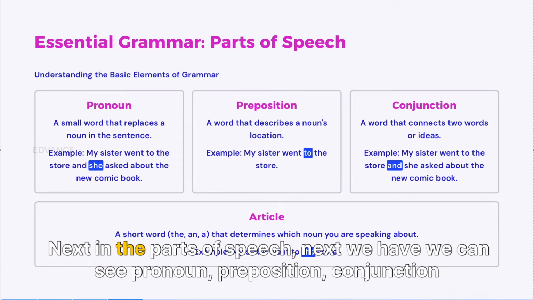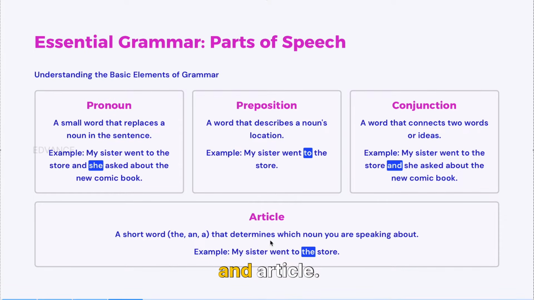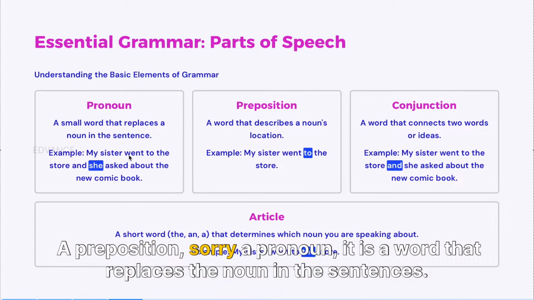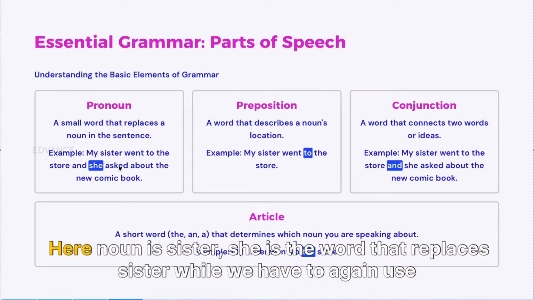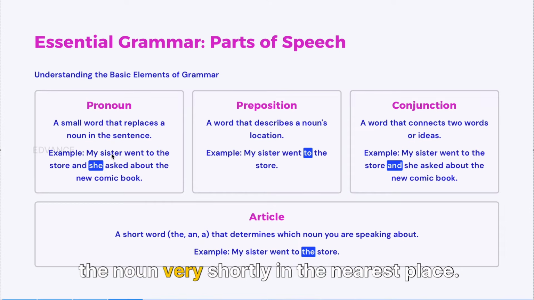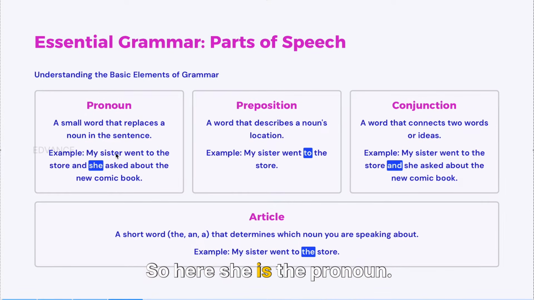Next, in the parts of speech, we have pronoun, preposition, conjunction and article. A pronoun is a word that replaces the noun in the sentence. Here the noun is sister. She is the word that replaces sister, so that we do not have to use the noun again. So here she is the pronoun.